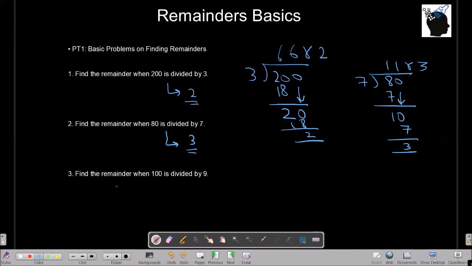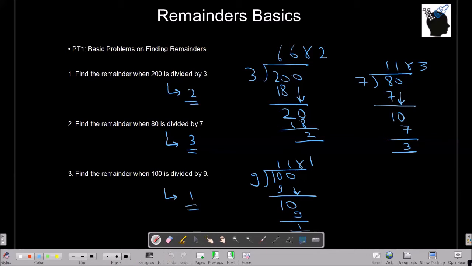Let's try the third one. So find the remainder when 100 is divided by 9. Let's use the long division method. So 100 by 9. 9 into 1 is 9. Left with 1, 0 carry over. Again 9 into 1 is 9. So we're left with the remainder of 1. That means 100 when divided by 9 gives us 11 as the quotient and 1 is the remainder. So our answer is 1.